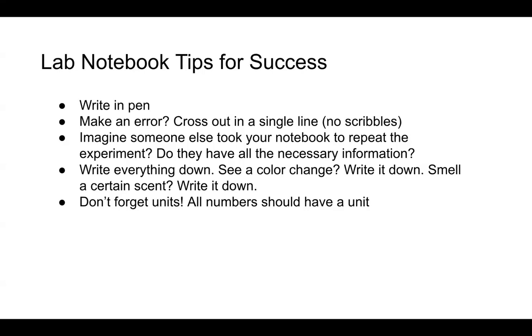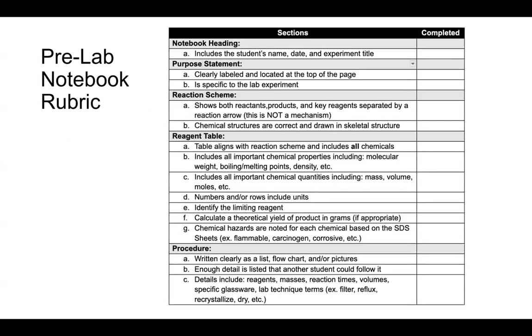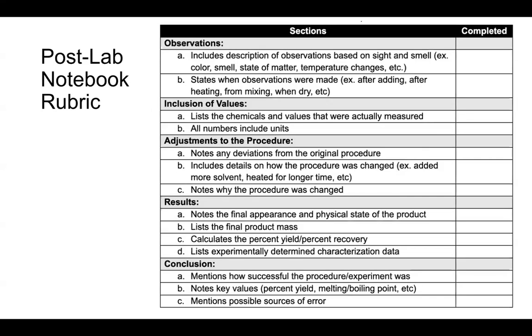And then, as I said before, write everything down. If you see a color change, write it down. Smell a certain scent, write it down. And then, as always, units. Every number should have a unit attached to it. On Moodle, you will find how we will be grading your pre-lab and post-lab notebook pages. This is an example rubric for the pre-lab, and there's a post-lab. These will also be available in the dry space as well for you to look at. Just a reminder, you will not be able to take in the lab handout with you. Everything has to be prepared in your lab notebook. There should be no extra pieces of paper flying about. Your lab notebook is what you take into lab.